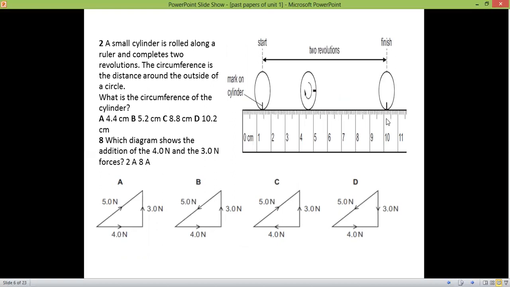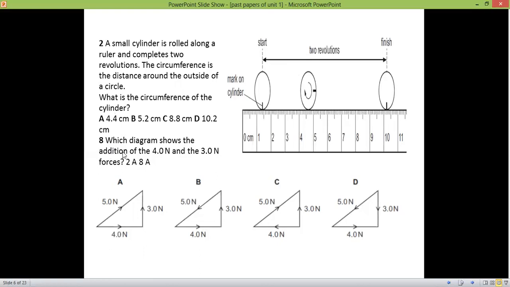Over here it is 10.2, over here it is 1.4, and then that length will be multiplied by 2 because two revolutions are being completed and we have to find circumference which is equal to one revolution. So since the distance of two revolutions is given, it will be divided by 2. 10.2 minus 1.4 becomes 8.8. 8.8 divided by 2 becomes 4.4. A is the correct answer.